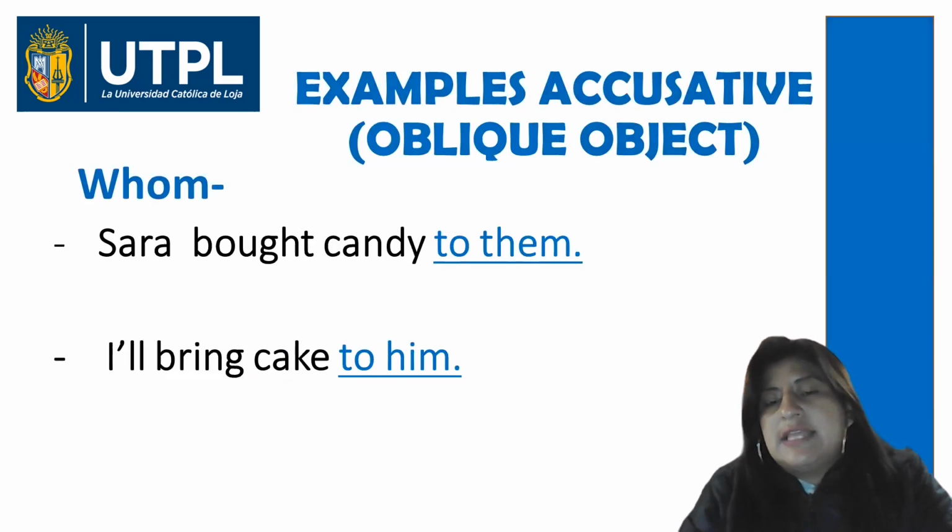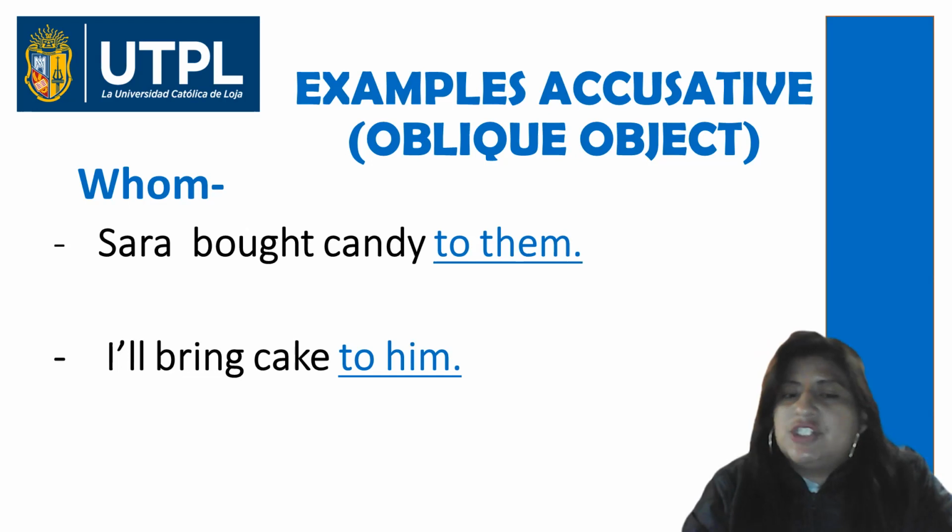And the last, I have for oblique object. Also, I have to answer the same as for indirect object. I also have to answer the question, whom did Sarah buy candy for? Them. But in this case, with the oblique object, the position changes. Also, I use the possessive pronoun because that is the oblique object. Also, I bring Kate to him. In this case, the position changes and it answers the question, whom?